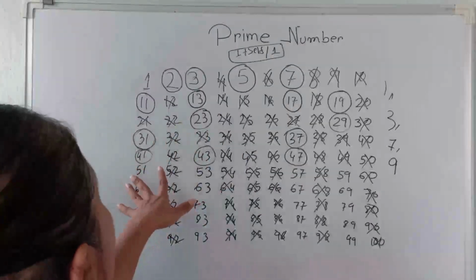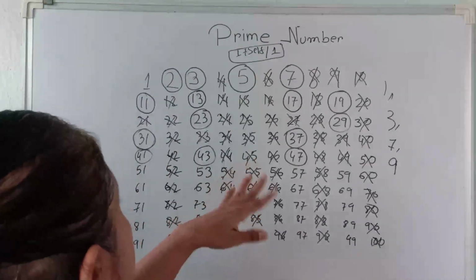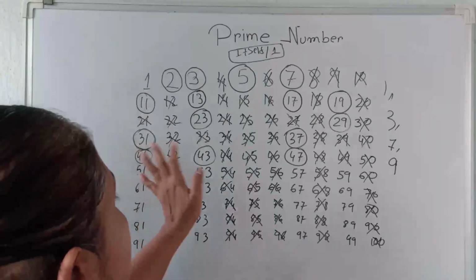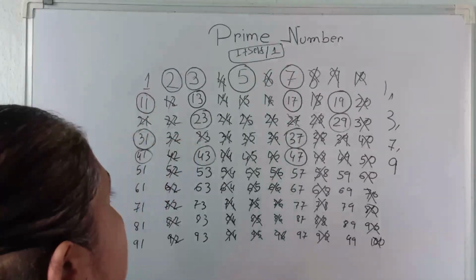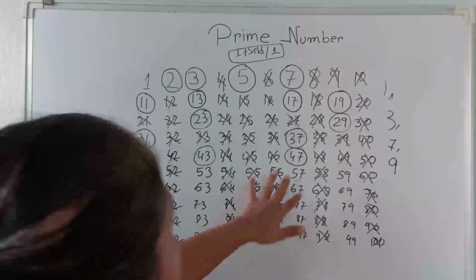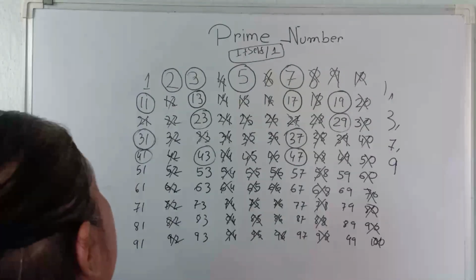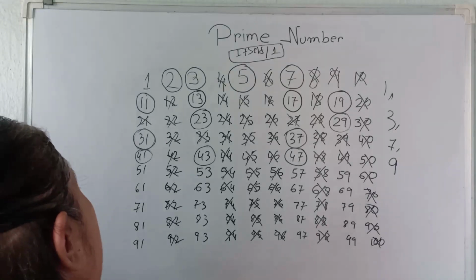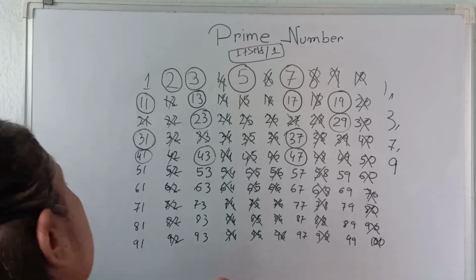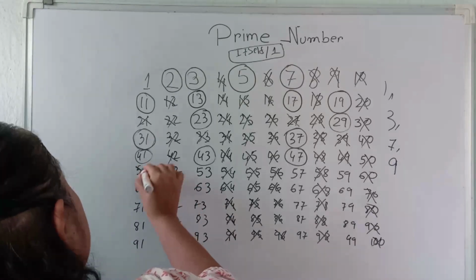Okay. Now let's check how many prime numbers are between 50 to 60. Whatever numbers you have to check, only the numbers that end with 1, 3, 7 and 9. So 51, 53, 57 and 59. And here 51 is completely divisible by 3. Okay, so just cross it.